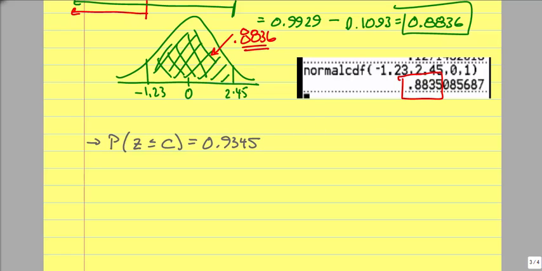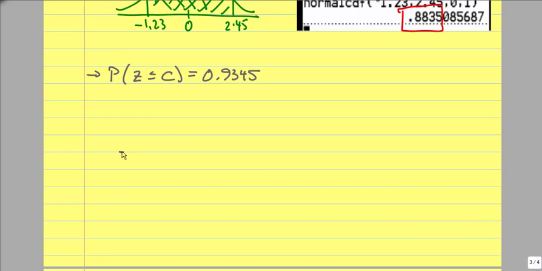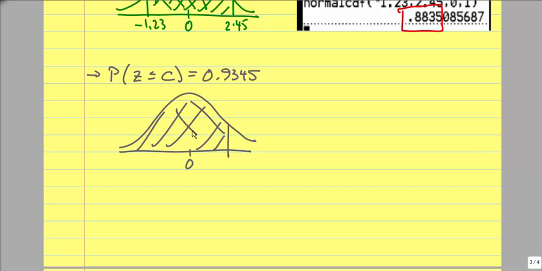Okay, so this picture looks a little different. I don't know exactly where I am on this distribution, but because the area to the left is more than half, I know I'm somewhere up here. And I know that this total area is given to me as 0.9345. What I'm asked to do is to find this value of c.